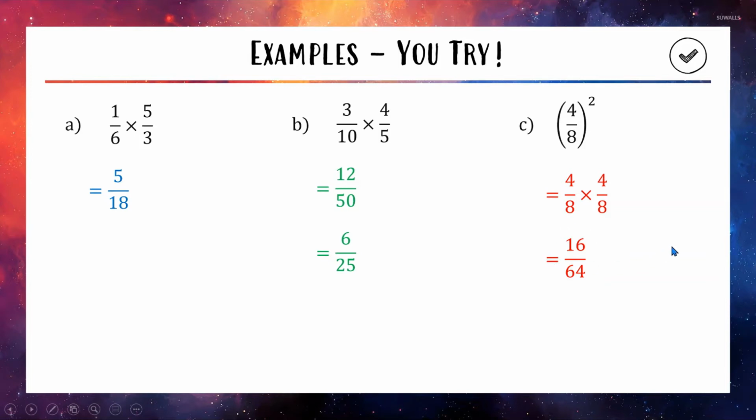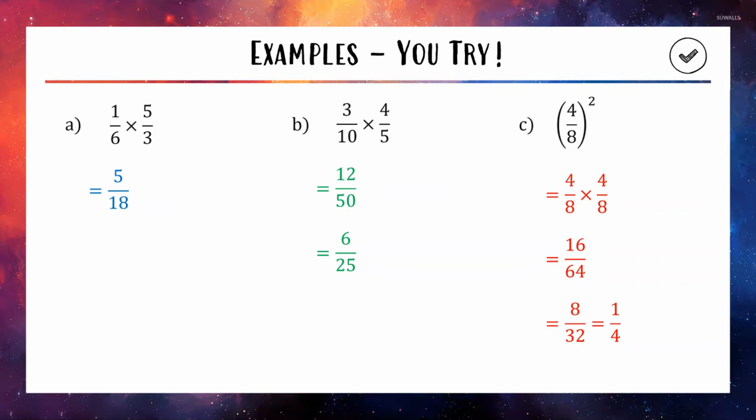Now we're going to simplify that fraction. So we can chop them in half again. Half of 16 is 8. Half of 64 is 32. And that works out to be 1/4, because on top we have 1 lot of 8 and on the bottom we have 4 lots of 8.